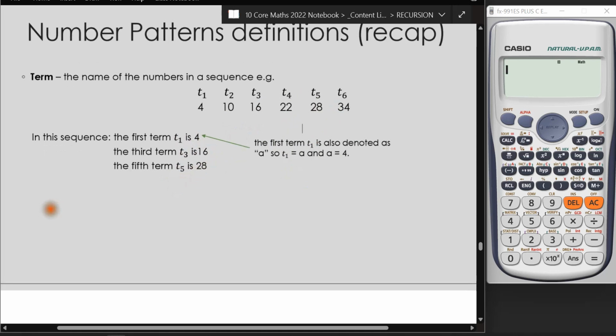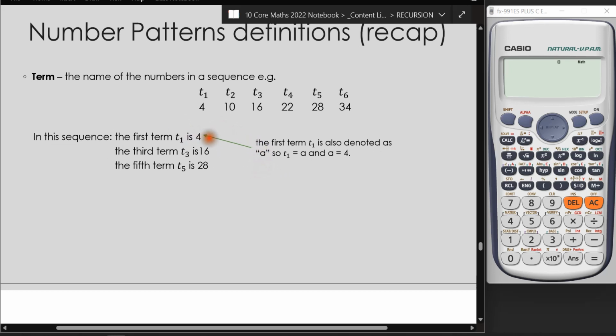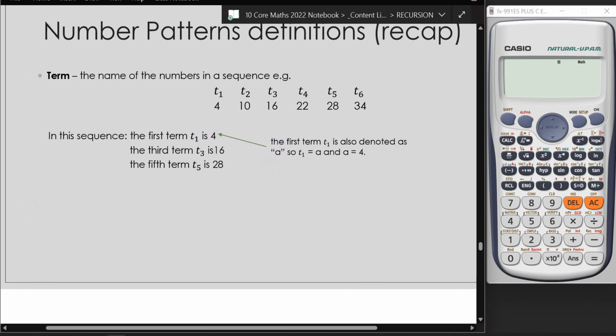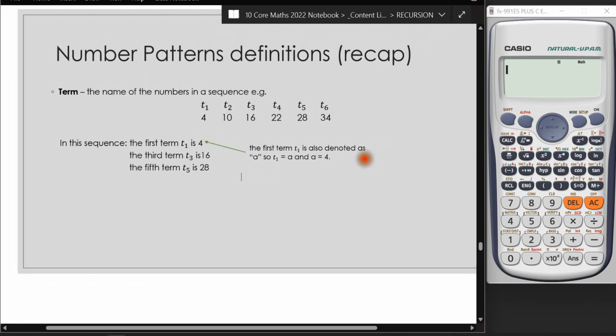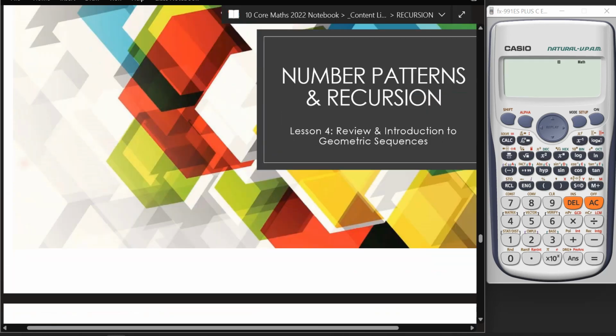You also see that A is used in replacing T1 as well. So you will see the letter A, and it represents the first number in a sequence. This A comes into play when we write recurrence relations and the nth term rule, which we did learn about in the previous lessons.